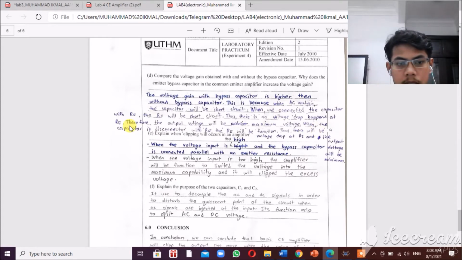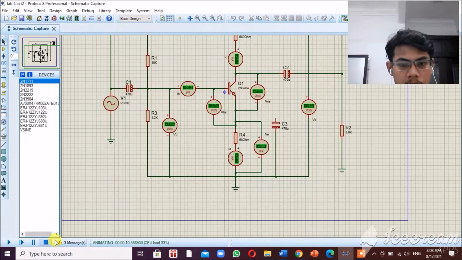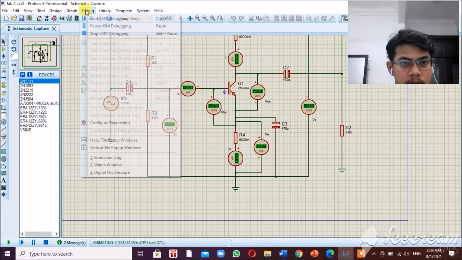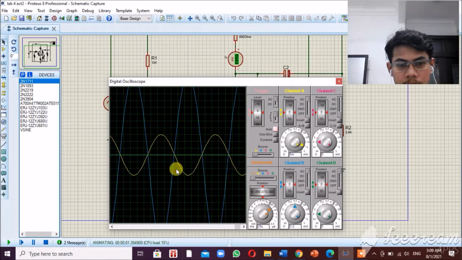So when the capacitor is disconnected from RE, the RE will function. Thus, there will be a voltage drop at RE and the output voltage will be minimum. So as we can see here, the output is 0.7 volt. And let's try with the capacitor. Yeah, the voltage starts to be smaller.